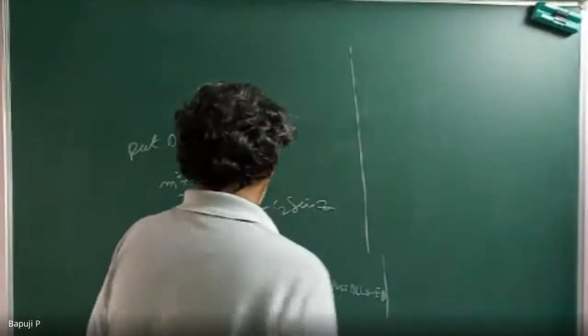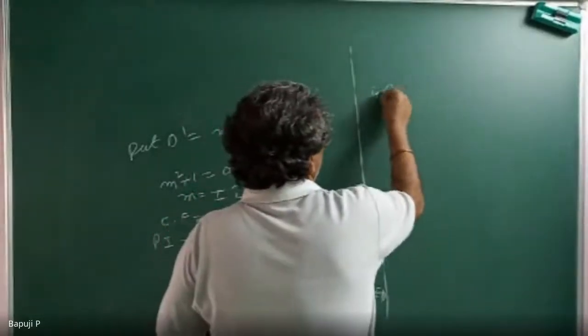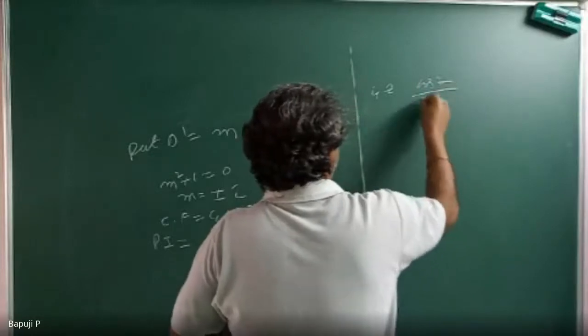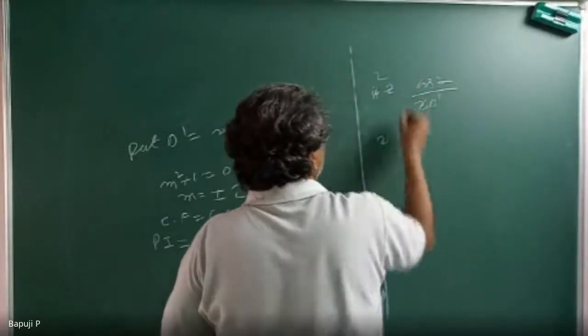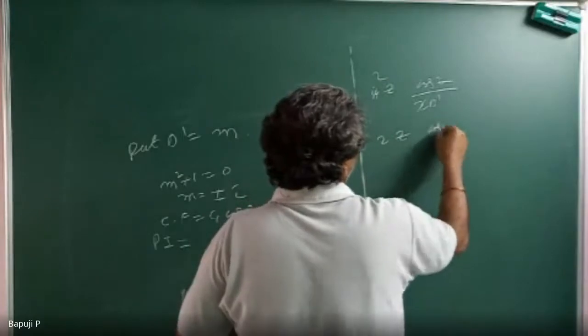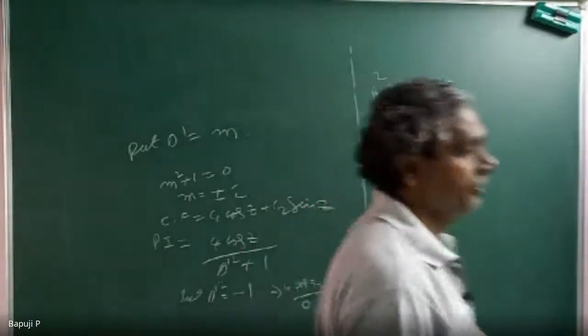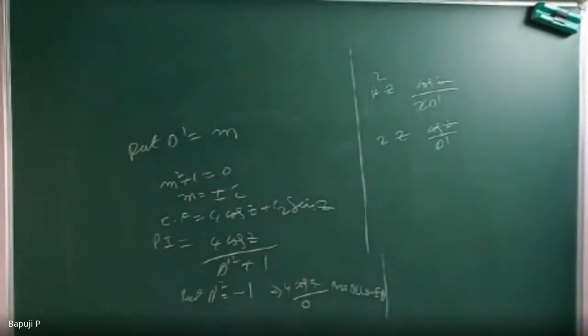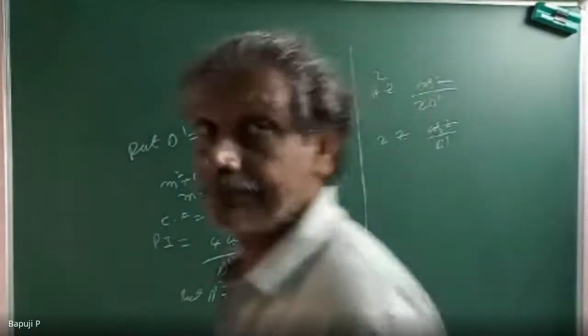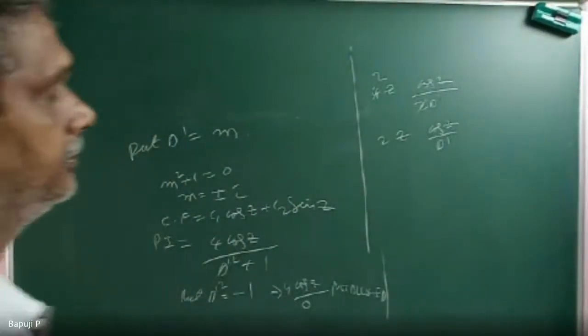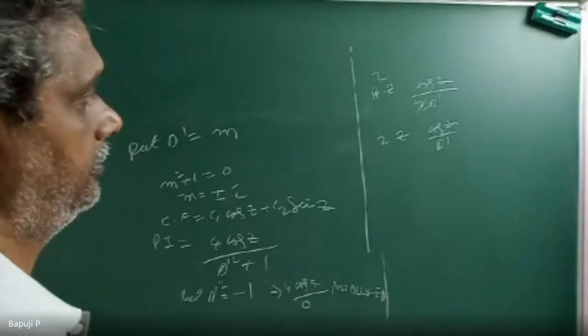So not allowed. What I will do? 4z by cos z into 2 d dash, 2z by cos z by d dash. Now 1 by d dash means what? Integration with respect to z. So cos z integration is what? Minus sin z.